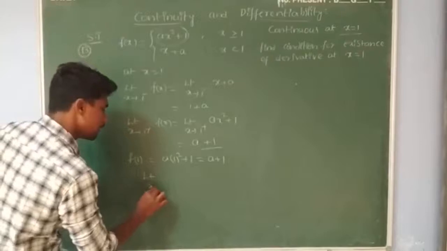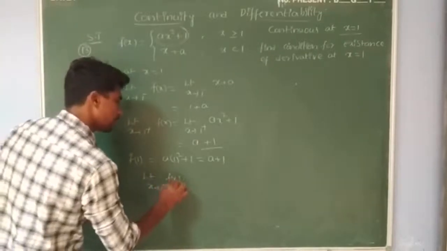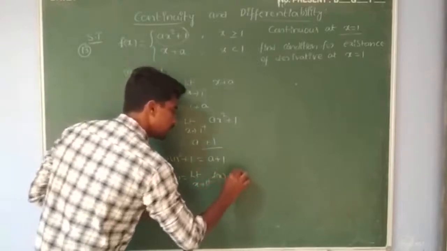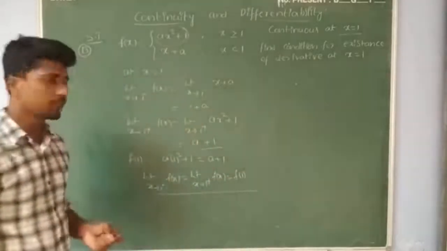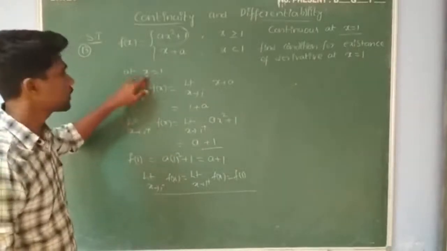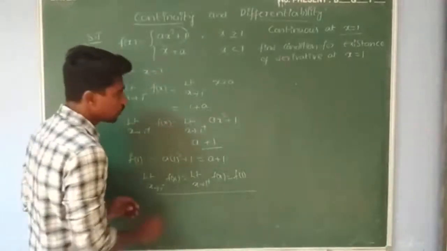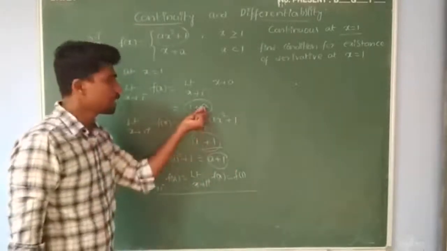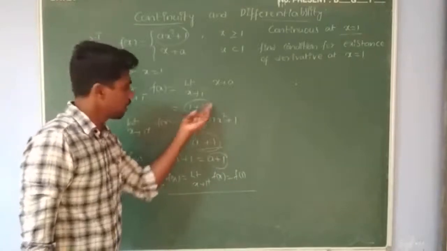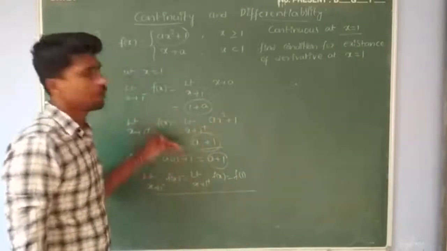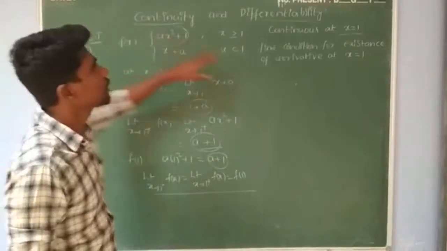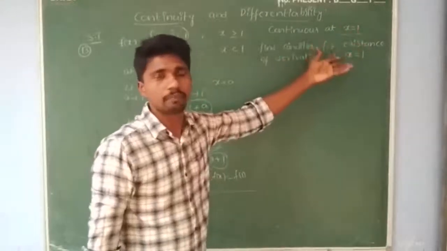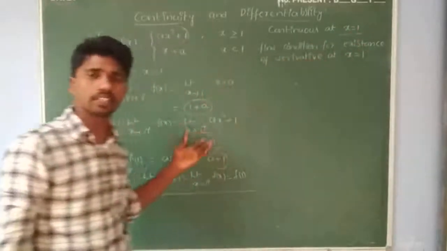Now limit x tending to 1 minus f of x is equal to limit x tending to 1 plus f of x is equal to f of 1. Therefore we can say the given function is continuous at 1. See the function values, we got 1 plus a, 1 plus a, 1 plus a. So it is independent of a. Whatever the value you substitute for a, we get all the values same. So we can say that the given function is continuous at x equal to 1 for all real numbers a. For whatever the value of a, the given function is continuous.